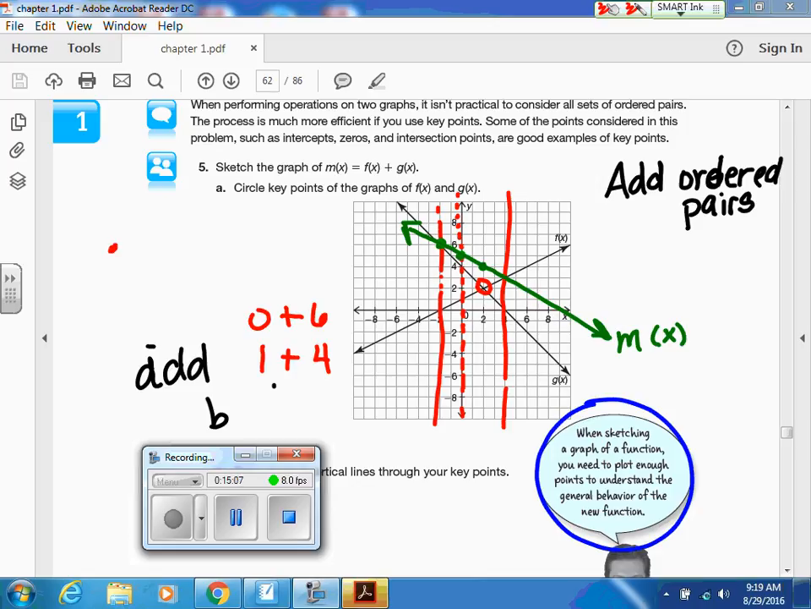Because if I just have 2 points, look what I can do with 2 points. I can go this way, or I can go this way. So you're going to need some more points. If you know it's going to be a quadratic, you know it's going to be U-shaped, you're going to need more than 2 points. So when you're sketching a graph, make sure you're plotting enough points to get the general behavior. Okay? All right, let's look at problem 2.